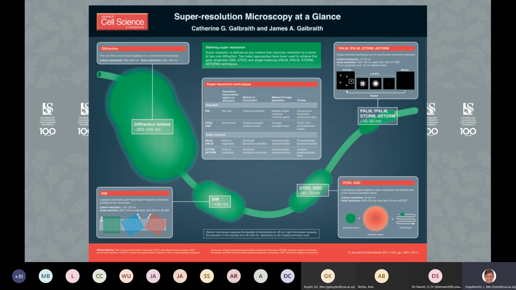This is just an overview type of slide. I can give you the reference to the paper. It's a very, very nice summary of the current super resolution systems on the market.